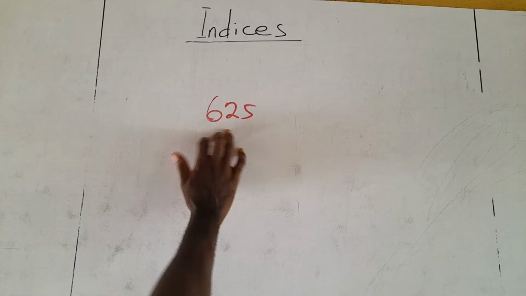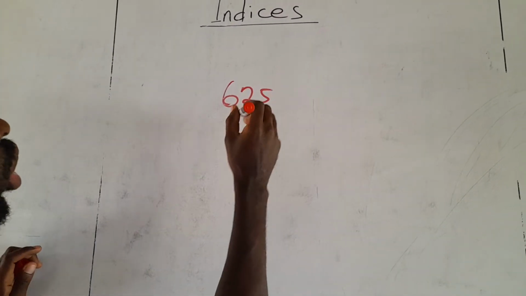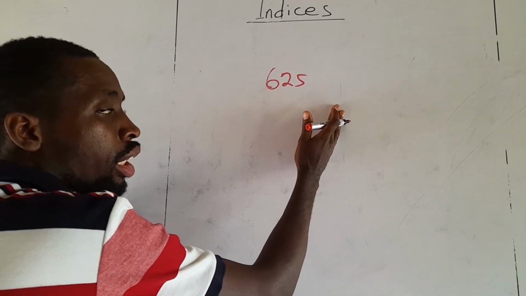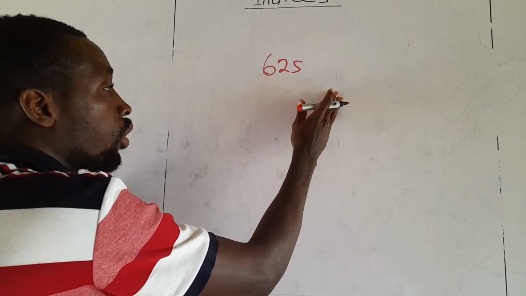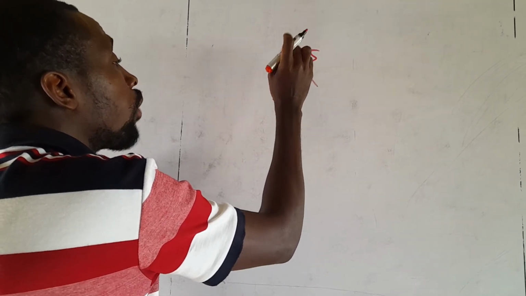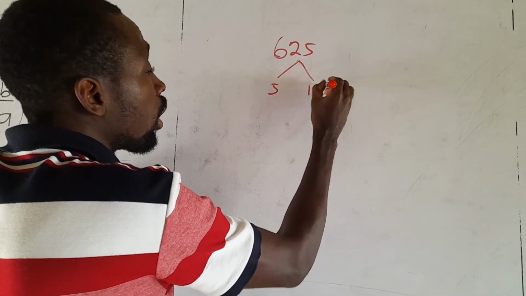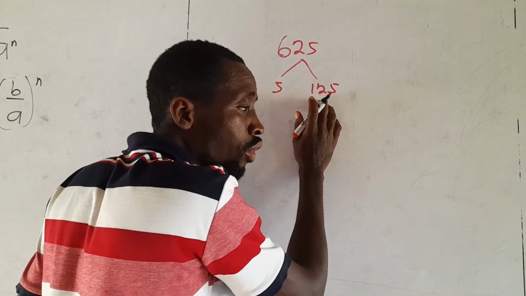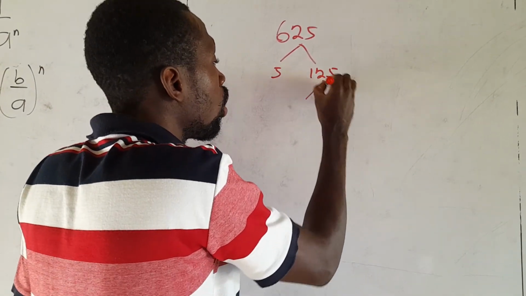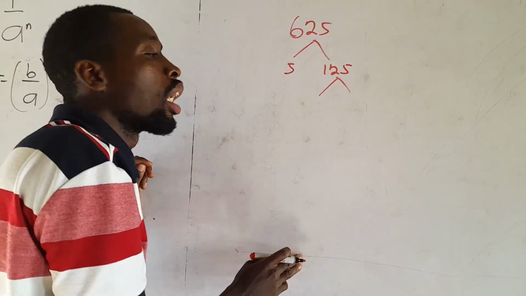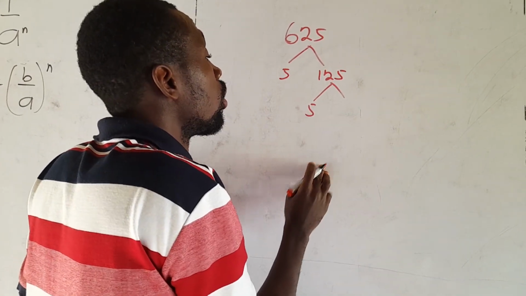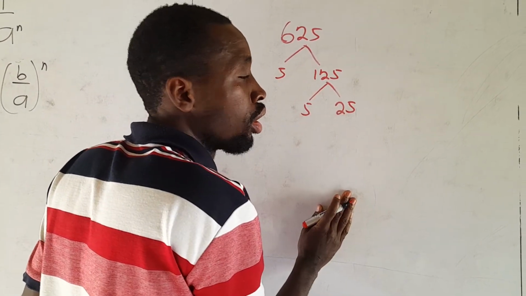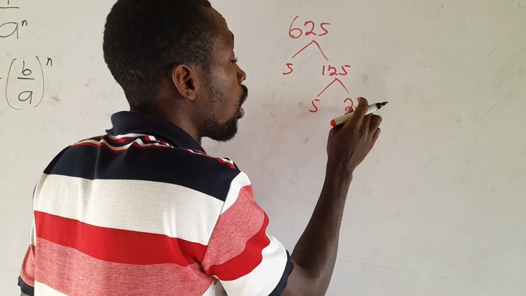So I want to write 625 in an index form. So we'll look for a prime number that can divide 625 without any remainder. That prime number is 5, sorry. So 5 will divide 625 125 times, or in other words, 125 times 5 is 625. 125 is not a prime number, 5 is a prime number. Which prime number can divide 125 without any remainder? It's 5 again. So 125 divided by 5 will be 25.